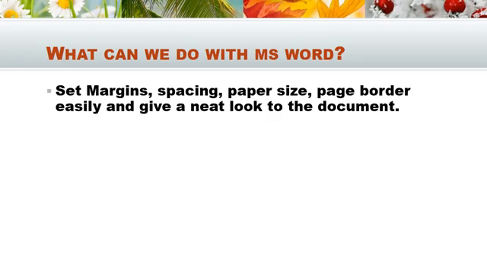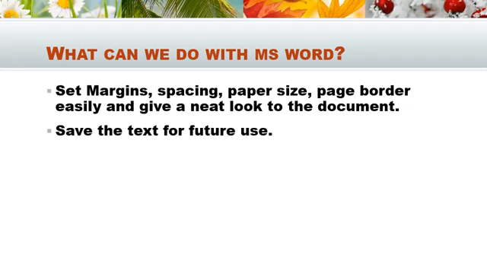Spacing, you can decide how much space should be there after each word or after each line. Paper size, here you have one more option. That means you can choose the paper size, which means you can decide whether your paper should be big or you just want a small paper. Then the page border, here you can apply page borders too, and that will be done very easily, and this will give a clean and neat look to your document.